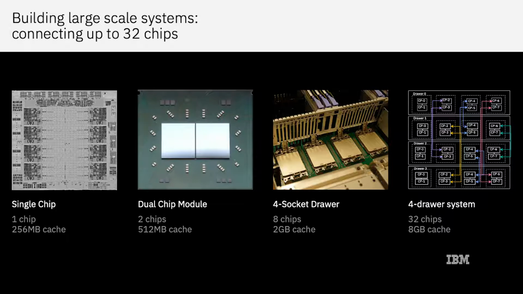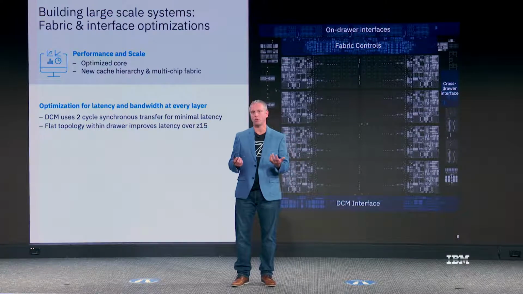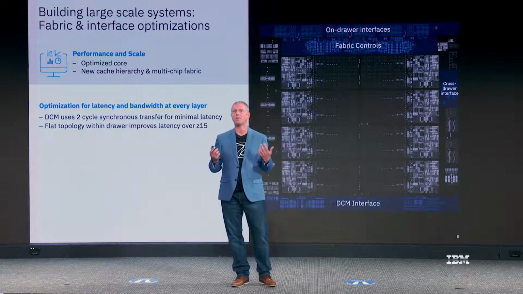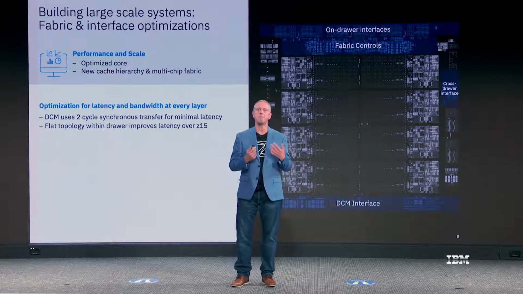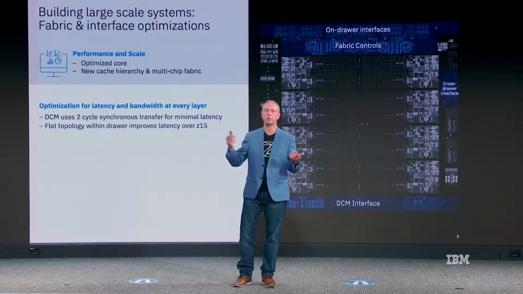And then up to 4 of those drawers can be interconnected into a system with up to 32 chips and 8 GB of cache, forming one large-scale coherent shared memory system that enables the scale that our clients' most demanding workloads need. All of that is enabled with the fabric controllers and the cross-chip interfaces that are on the perimeter of the chip. There are latency and bandwidth improvements compared to the prior generation along that entire build-up from single chip to the full system.